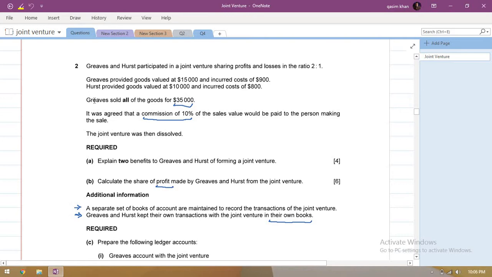The only income is that Greaves sold all the goods for 35,000. The rest of them are expenses. Greaves provided goods valued at 15,000 and incurred costs of 900. Hurst provided goods valued at 10,000 and incurred costs of 800. And the last expense: it was agreed that a commission of 10% of the sales value would be paid to the person making the sale. For that person it will be income, but for the business it is an expense, so it will be recorded in the expenses.